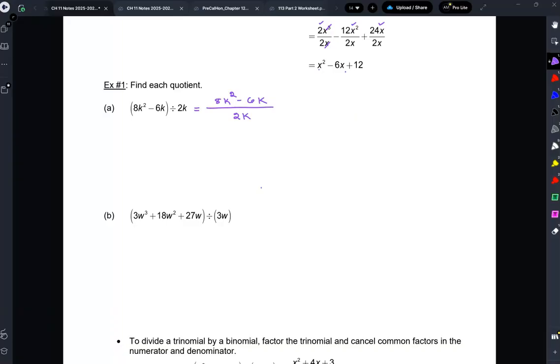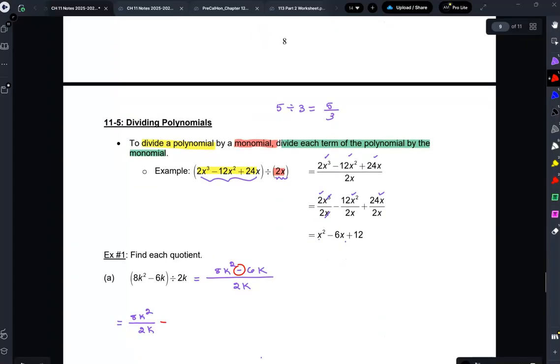Now, I have multiple terms on top, 1 term on the bottom. This is the requirement. Many on top, 1 on the bottom. If it's flipped, this doesn't work. Many on top, 1 on the bottom. So now I'm going to divide the 8k squared over 2k. Minus means minus. And then the 6k over the 2k.